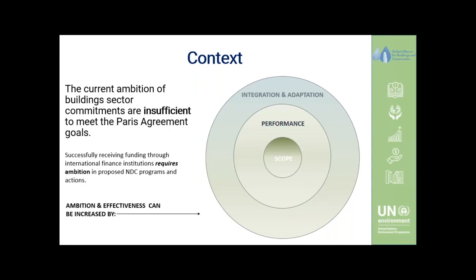And then finally, integration and adaptation. So we also, as part of separate work, looked at the national adaptation plans, and there's quite a number which include actions in the building sector. And so there's a need to look at how we integrate adaptation with mitigation, but also integrating municipal and subnational building sector actions with national goals.